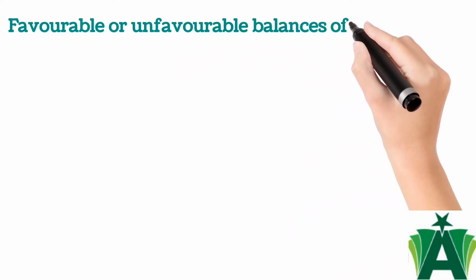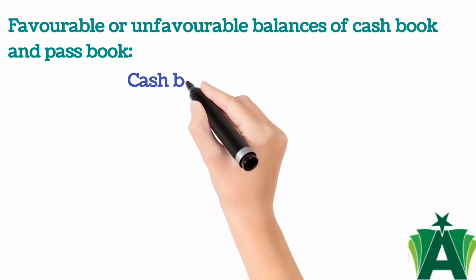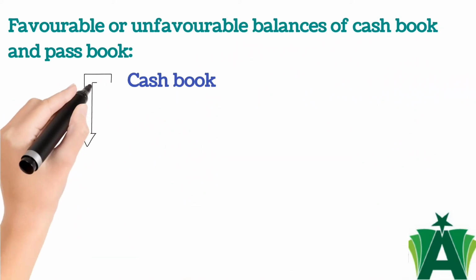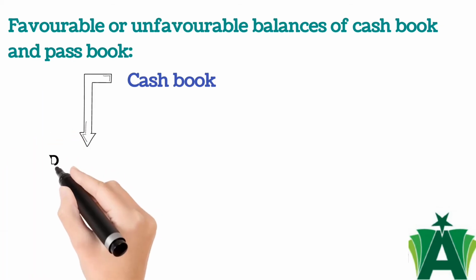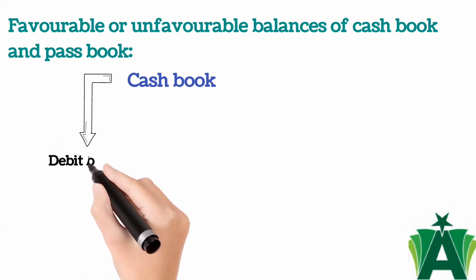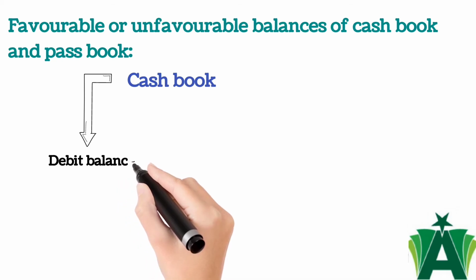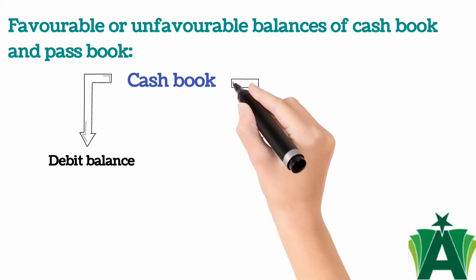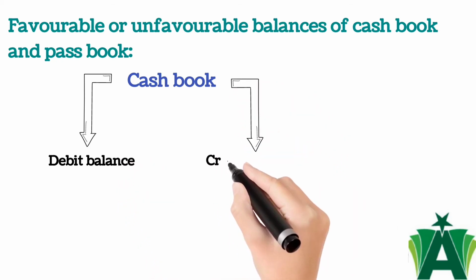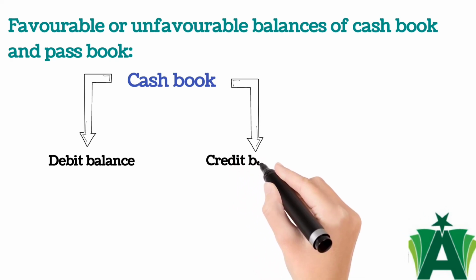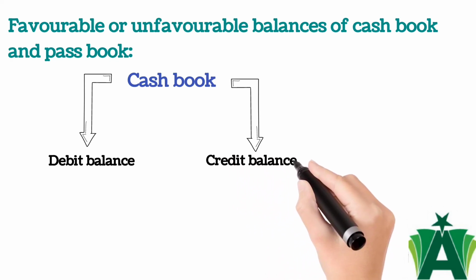Cash book. The debit balance of cash book indicates the amount deposited into the bank, and the credit balance of cash book indicates the amount withdrawn from the bank. When deposits are more than withdrawals, that means a debit balance of cash book, which shows the balance available at the bank. Debit balance of cash book is a favorable balance.